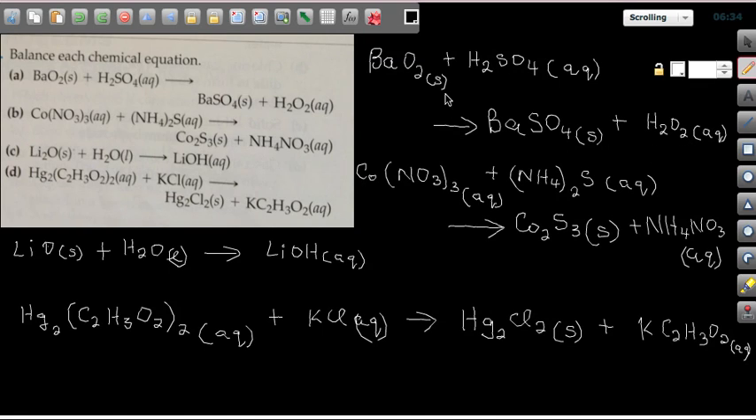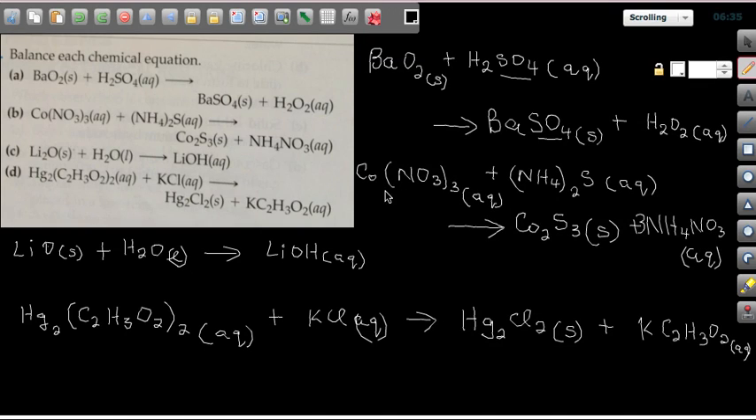Let's go ahead and look at sulfate, a polyatomic ion which remained intact. This time they're both balanced. So we have 2 hydrogens here and 2 oxygen here and 1 barium here. So this reaction is balanced as is. I have 3 nitrates here and I only have 1 nitrate here, so I will put 3 right here.